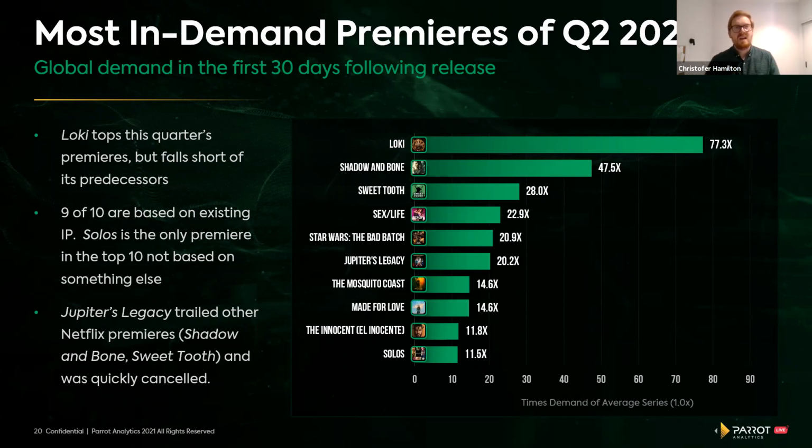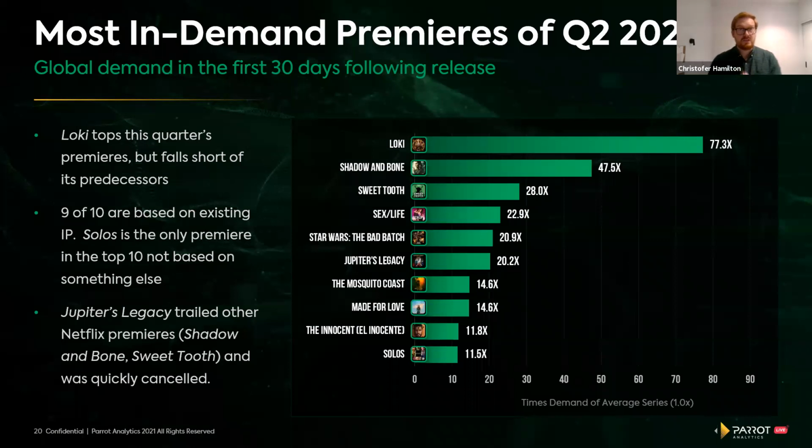So I think this is just another indicator that the Disney Plus Marvel machine might be losing a bit of steam. One more thing I wanted to call out with these series, 9 of 10 of them are based on existing IP. So Solos from Amazon Prime Video is the only one that's not based on something else, whether that's being part of a universe like Loki is with the Marvel Universe, being based on a book like Shadow and Bone, a comic like Sweet Tooth, Jupiter's Legacy. Being based on existing IP is really a leg up when you're premiering a new show. You have those pre-existing fans. It's tested material. So if you're able to succeed without being based on intellectual property, that's all the more impressive.